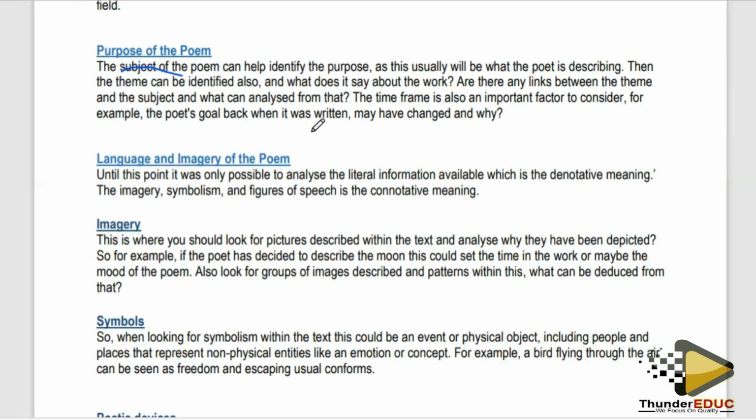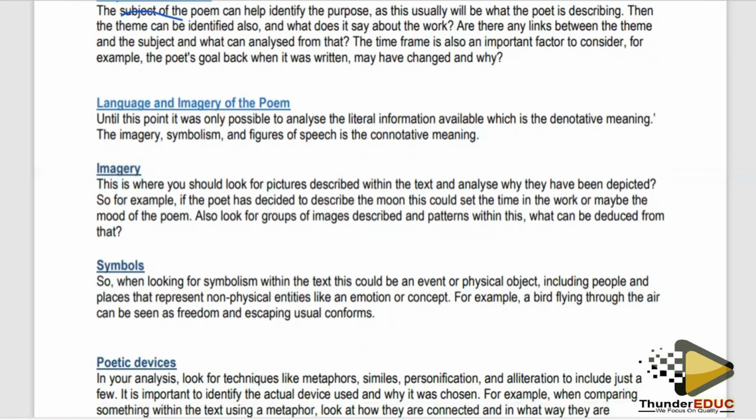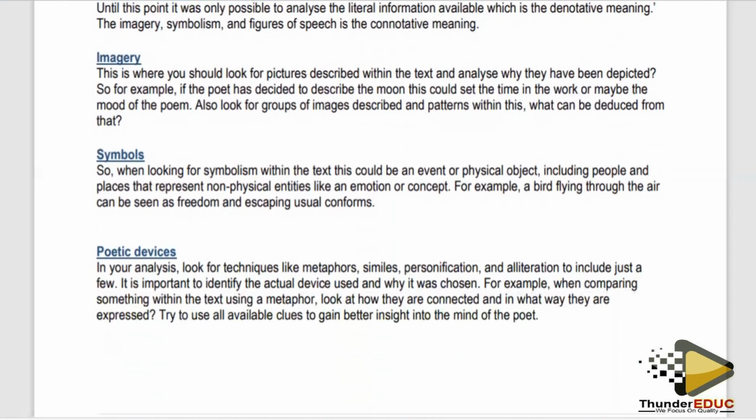Symbols. When looking for symbolism, something stands for something. Symbolism is when an object is used to stand for something. So as a result, non-physical entities, emotion, concept, a bird flying through the air can be seen as freedom and escaping usual conforms. A bird usually symbolizes confinement in a cage, so we must be clear.